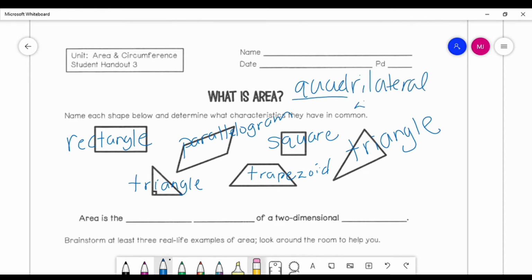Quad means 4, so this is anything with 4 sides. So everything except the triangles here are called quadrilaterals. That's like their big umbrella of what we call them. And then they have differing characteristics. So Davis says the rectangle and the square have 4 right angles, and they do. What's the difference between them?